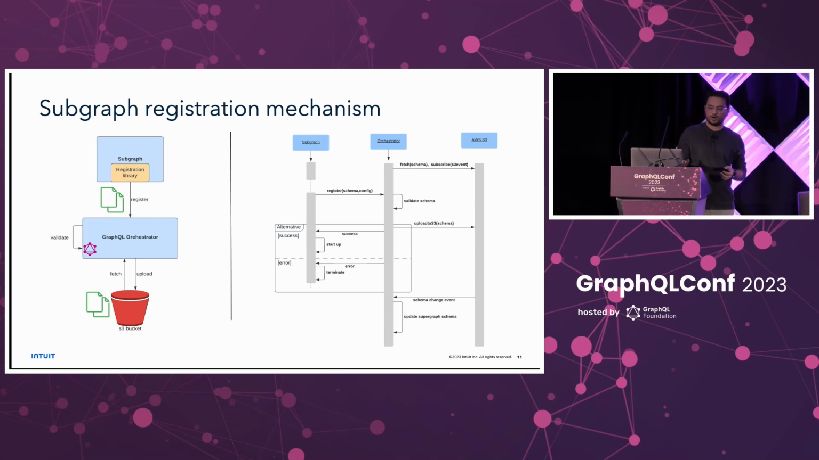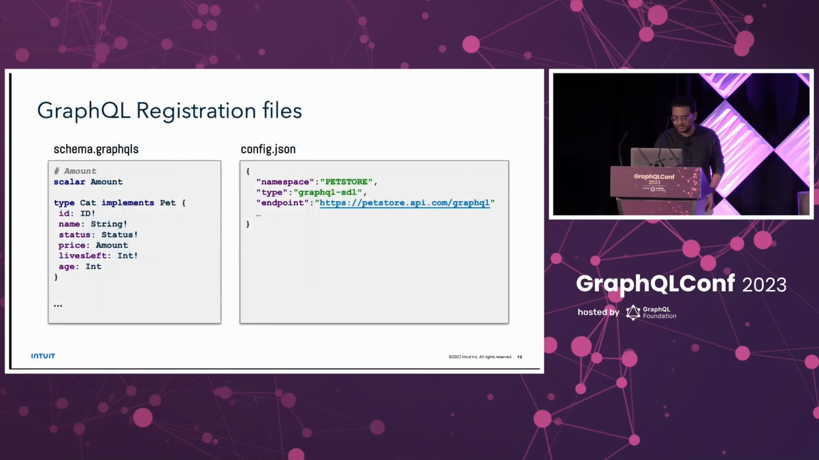And whenever the orchestrator detects a schema change, like I mentioned, it will refresh its master schema, and that's how it will just keep up to date with the latest schema. So this architecture helps us with decoupling the subgraph and the orchestrator, and they can have their independent software lifecycle, right? The other thing that I wanted to mention was the GraphQL registration files. The registration files are the schema files, of course, what your API looks like, and the routing configuration files. It's a very simple routing configuration file with just the namespace, type, and the endpoint that the orchestrator is supposed to call for this section of the schema, right?